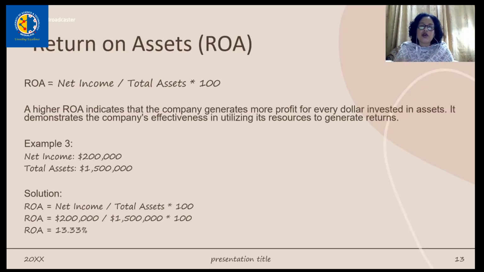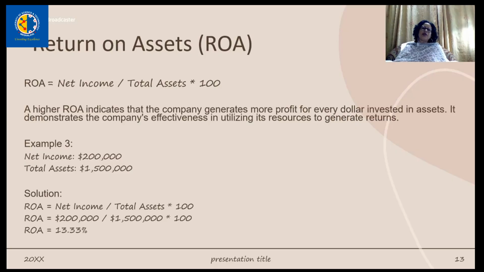Now return on asset. The formula is net income by total asset into 100. A higher return on asset indicates that the company generates more profit for every dollar invested in the asset, or every rupee that has been invested in the asset. It demonstrates the company's effectiveness in utilizing its resources to generate returns.